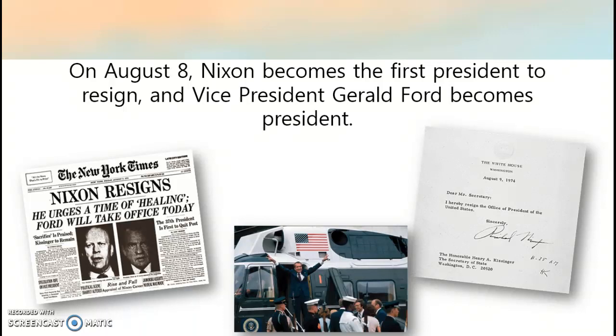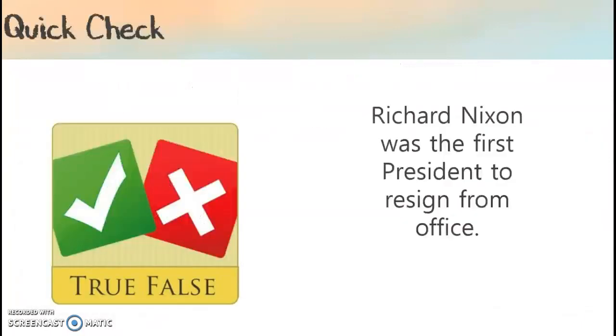So on August 8th, 1974, Nixon becomes the first president to resign, and Vice President Gerald Ford becomes the president. So he gets impeached by Congress, but instead of going through the trial, he decides that he is just going to quit or resign the presidency. So he leaves office voluntarily, and of course the vice president takes his place, and that is Gerald Ford.